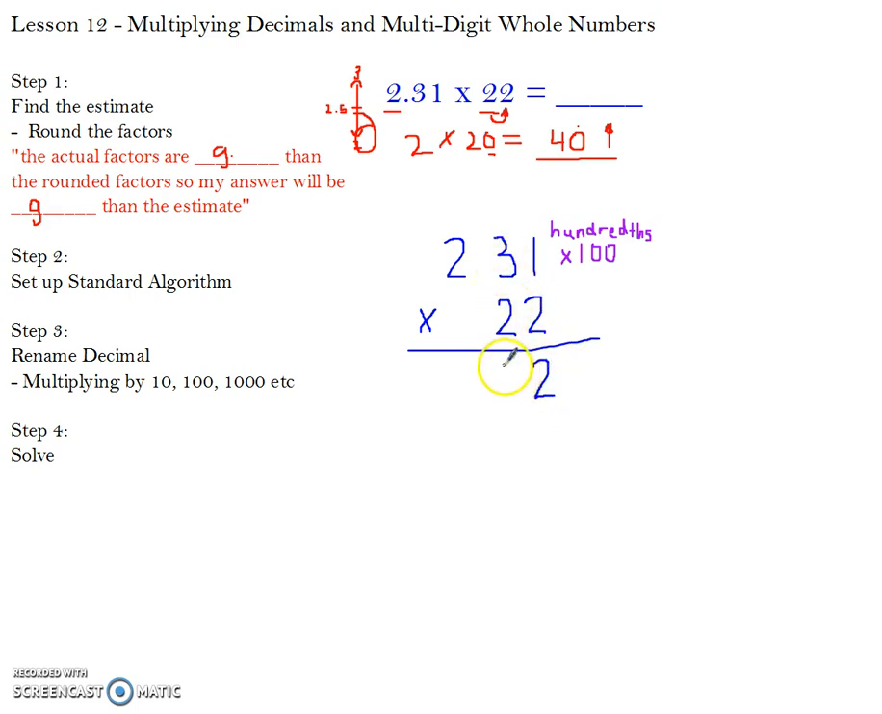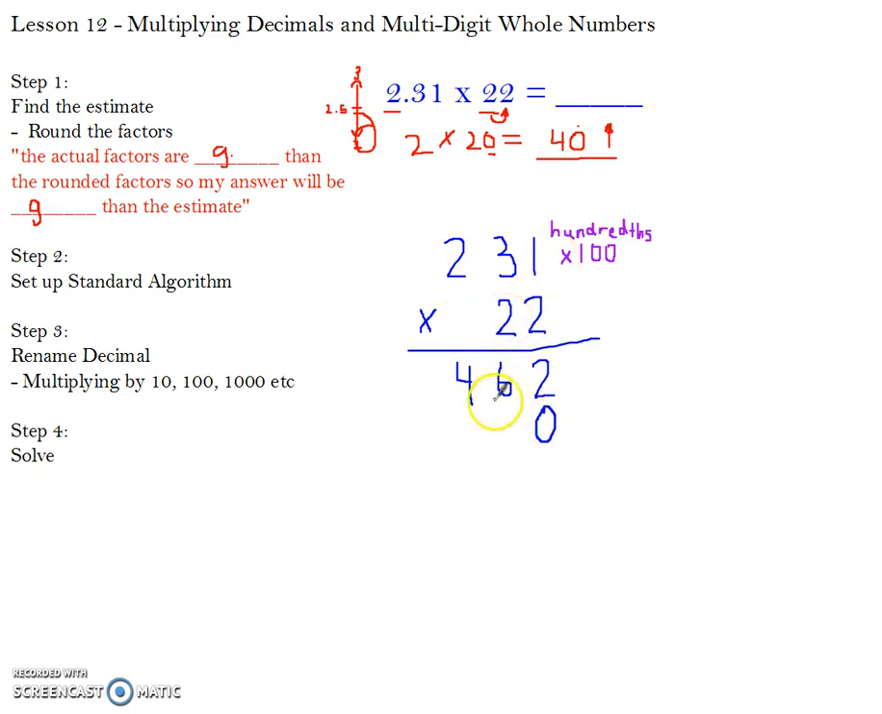2 times 3 is 6. And 2 times 2 is 4. Now I move on to my next number in my bottom, which is 2, but it's not actually 2, it's 20, and we show that in our partial products by recording a 0 right here to show that this 2 is actually 20. And then we continue our multiplication.